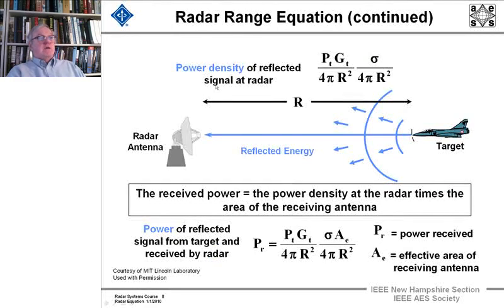This is just taken from the last view graph. The power density of the reflected signal at the radar is this. And the received power is the power density at the radar times the area of the receiving antenna. And that's just A sub E, the effective area of this antenna. So that's the power of the reflected signal from the target and received by the radar.